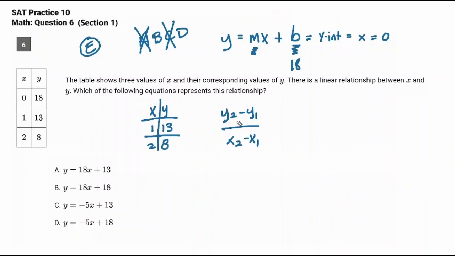Okay, so y2 minus y1, let's make that 13 minus 8. That's 5 over, since I started with 13, I've got to start with 1. 1 minus 2, that's negative 1. So that's negative 5. So the slope is negative 5. So let's look at B. B says 18. D says negative 5. That's the answer. It does take a little work, but it is not in any way hard. Easy problem. Get it right and move on.